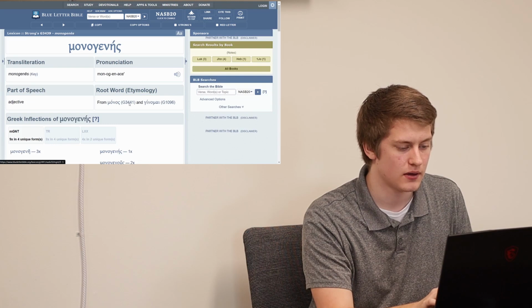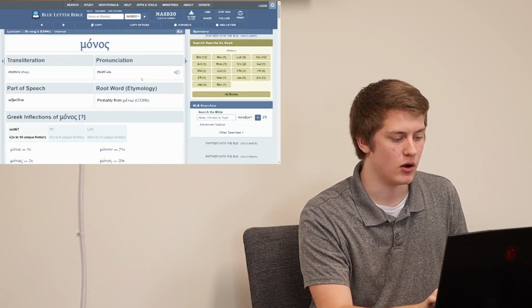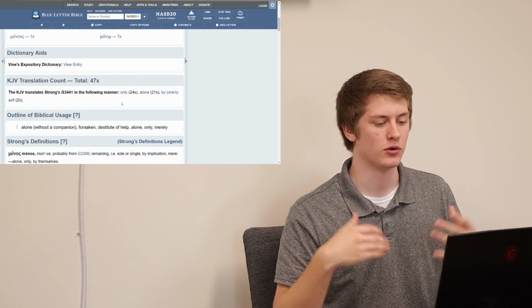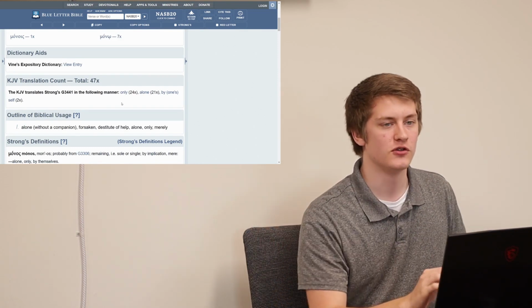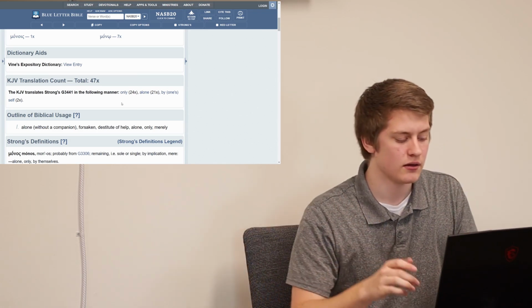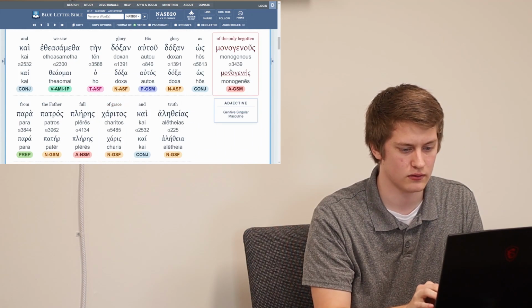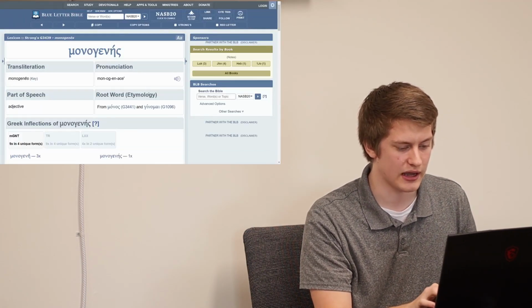So if we look at monas, we can see that it's translated as only or alone or to be by oneself. So it's the "only," and then if we look at, I have to go back to this word, and we look at ginomai.